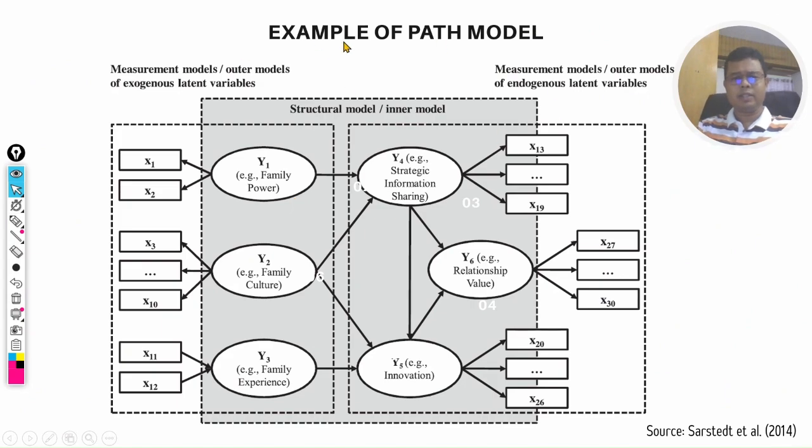Here is an example of a path model. It was retrieved from this paper, this path model.